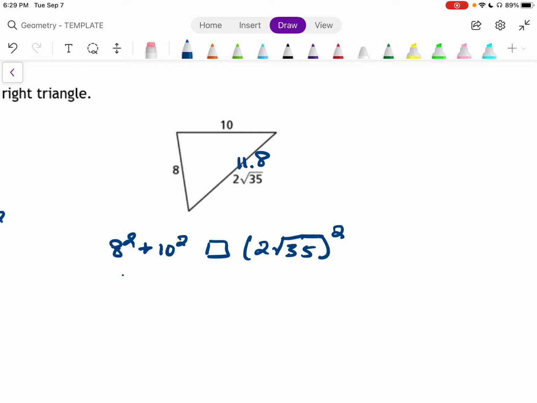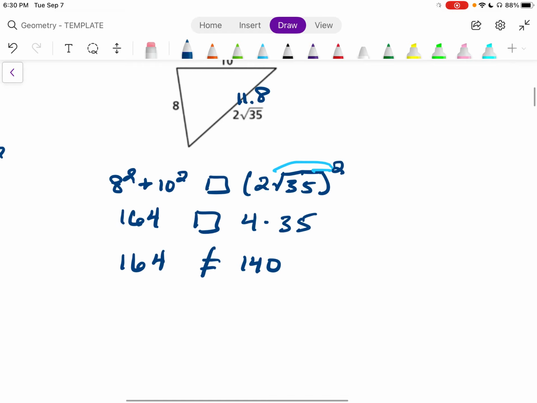On the left side, I'm going to have 164, box. And then on the right side, you kind of have to think about this as the exponent here is distributed to both of those pieces there. We have 2 squared, which is 4, and then the square root of 35 squared is just plain old 35. Now whenever I type in 35 times 4, I get 140, which is not equal to 164, so this is not a right triangle.